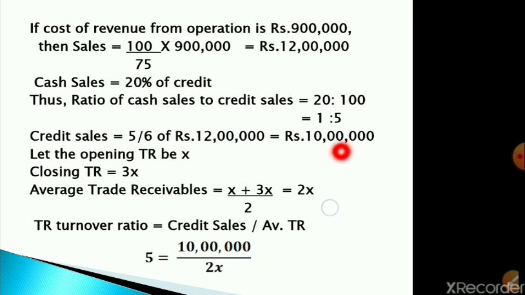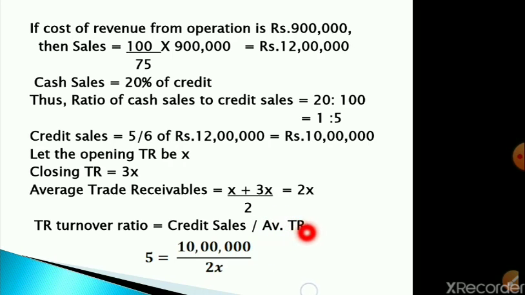rupees 10 lakh. Now let the opening trade receivables be x. In the question it was given the closing trade receivables was 3 times the opening trade receivables, that is 3x. Average trade receivables will be x plus 3x divided by 2, which is equals to 2x. Now putting it in the formula, trade receivables turnover ratio is equals to credit sales divided by average trade receivables. Turnover ratio was given as 5.